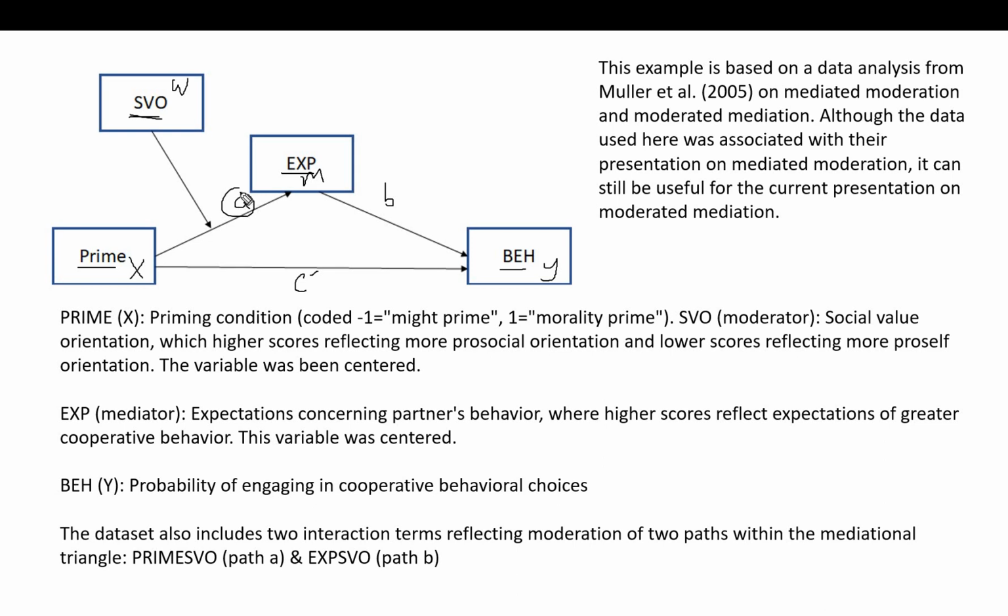And then we're also going to be testing the conditional indirect effect of prime on behavior. The conditional indirect effect is computed by taking essentially the simple slope associated with path A and multiplying it by path B. So that's how we're going to compute those, and we're going to test them for statistical significance.